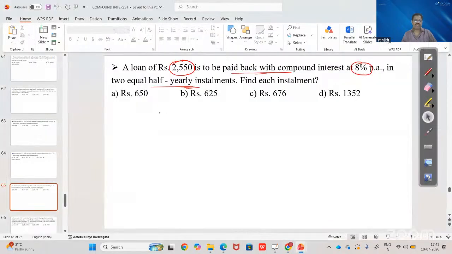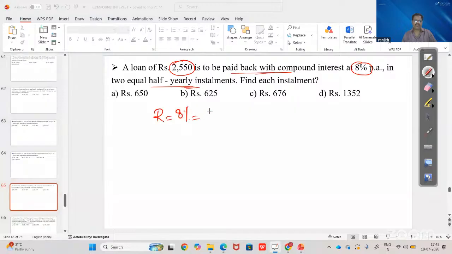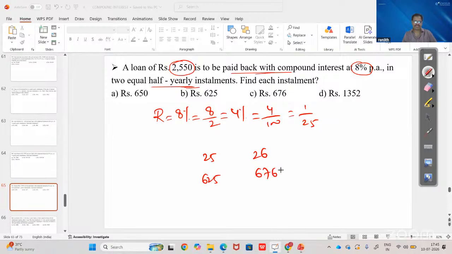So where R equal to 8 percentage, half of 8 percentage equal to 8 by 2, 4 percentage. 4 percentage equal to 4 by 100 will be equal to 1 by 25. So 25, 26. 25 square equal to 625 and 676. Each installment is same, so here we need to multiply 26. Here we need to multiply 26. 26 into 25 equal to 650, and 625, will be equal to 1275.